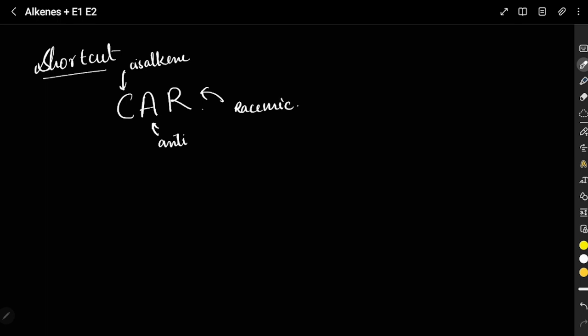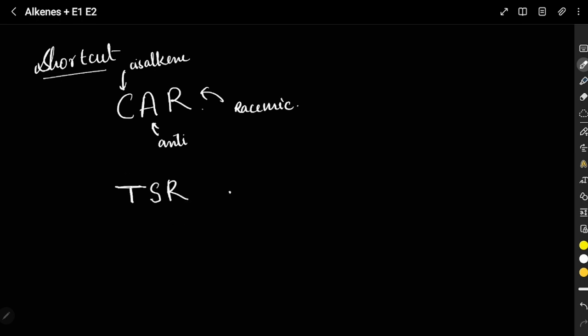Now in this acronym, you are going to change any two positions. Then the third position is going to remain the same. Let me give you an example. Let me take trans alkene. If I am taking trans alkene, then I have to change one of the other two, meaning I will take a syn addition. Then the racemic mixture will be the same. So when I take trans alkene and do syn addition, the racemic mixture will be the same.